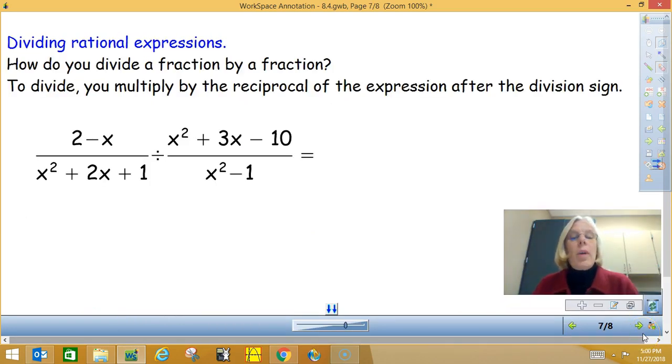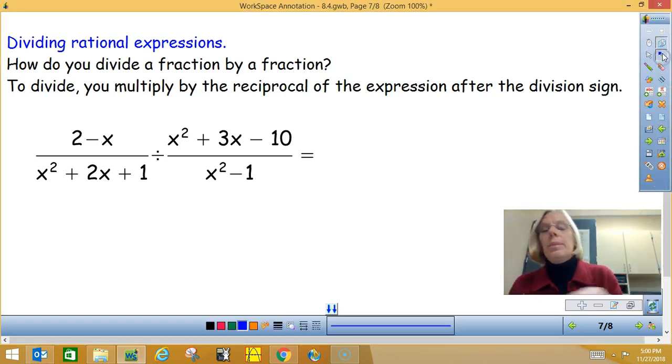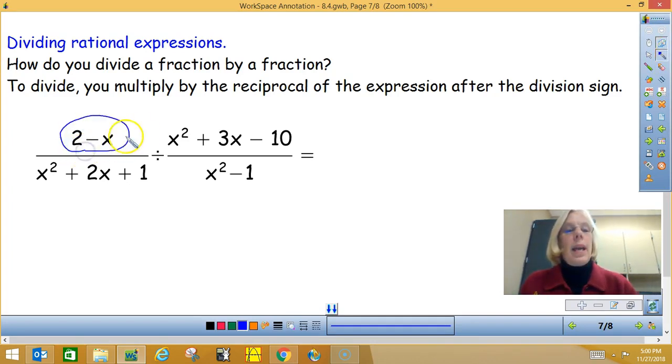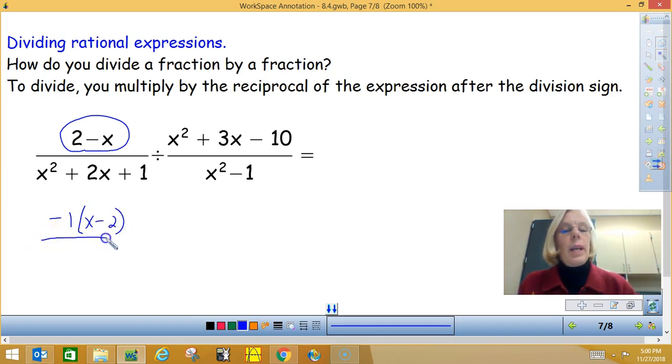Now we're going to divide rational expressions. Remember that when you divide, you multiply by the reciprocal of the expression after the division sign. I'm going to start with this 2 minus x and factor out a negative 1. So then it is x minus 2. In the denominator, I have a perfect square trinomial. This is x plus 1 times x plus 1.